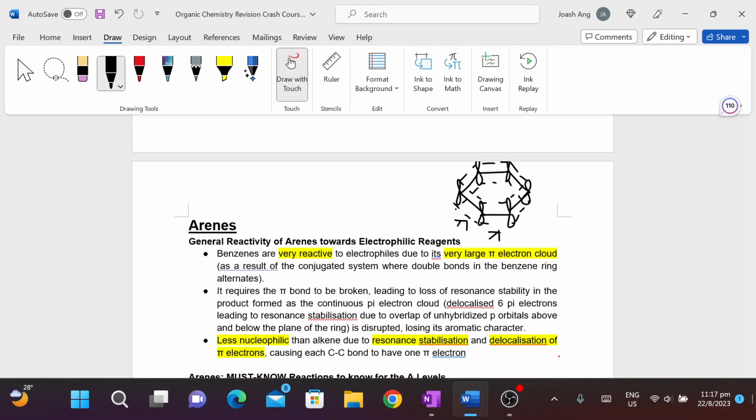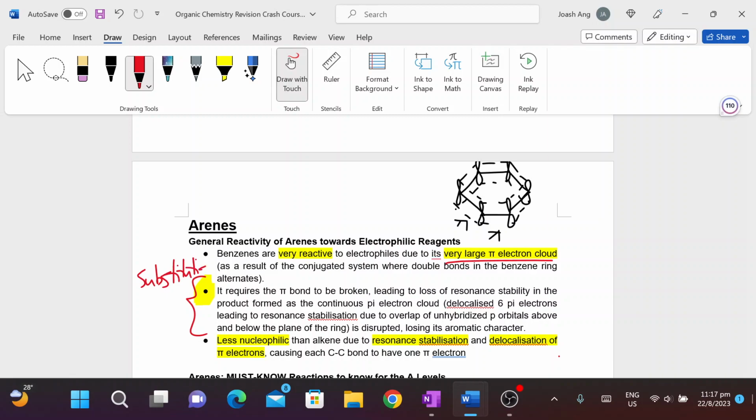So we look at the reactivity of benzene. It is generally very reactive to electrophiles because it has a region of high electron density, and that high electron density originates from the very large pi electron cloud that I just mentioned, because the double bonds in the benzene ring always alternate. And the second bullet point is to explain why substitution occurs instead of addition.